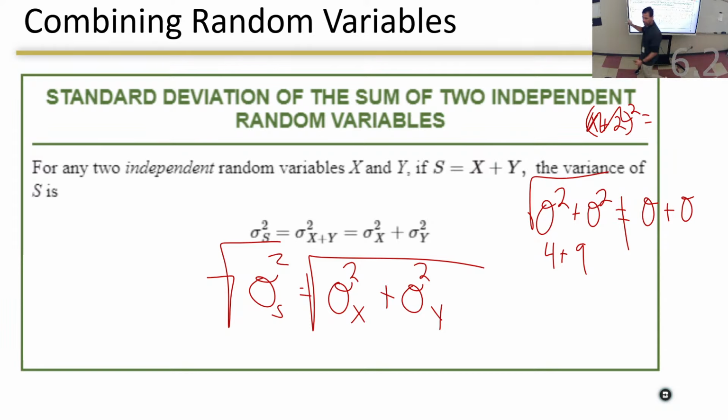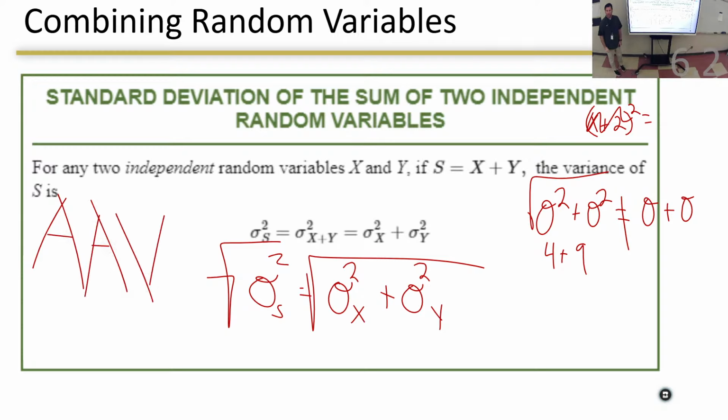Y'all okay? Always add variances. Why do I say always? I hadn't done subtraction yet. Guess what? With subtraction, you're still going to add them. And that's the one we really mess up on.